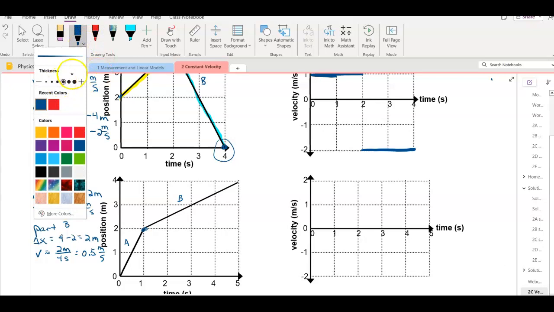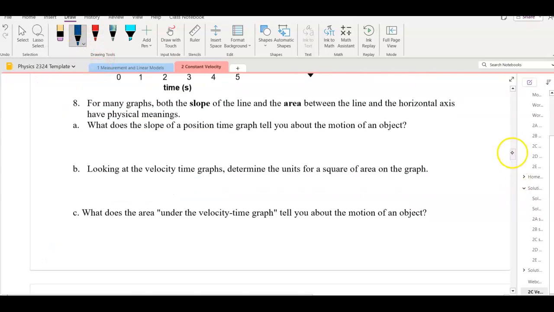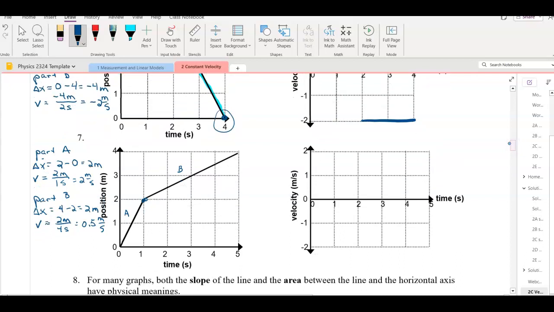So our velocity versus time graph, for the first second, which is part A of the trip, our velocity was +2. And then for the second part of the trip, which lasts 4 seconds, the velocity is 0.5.